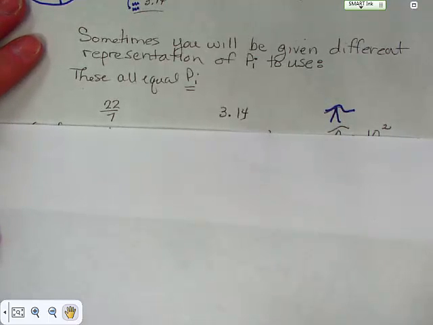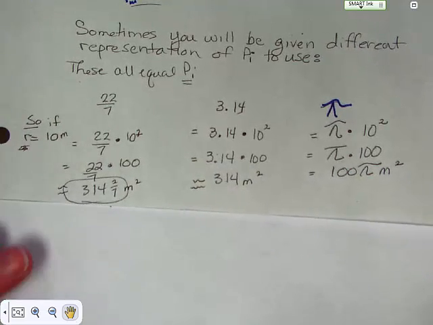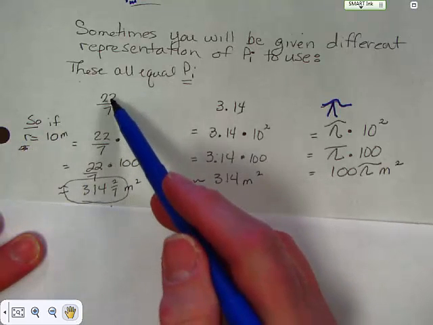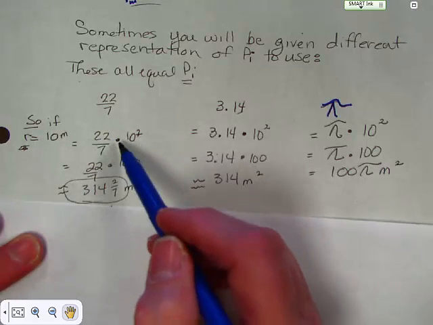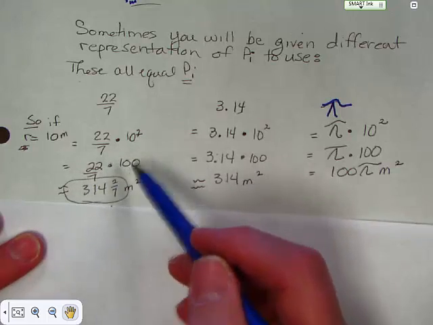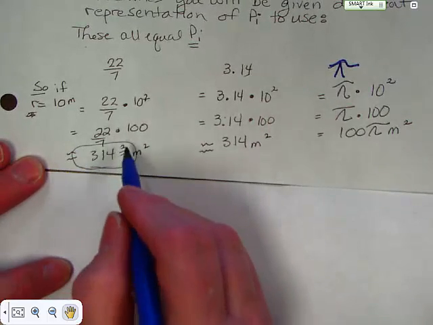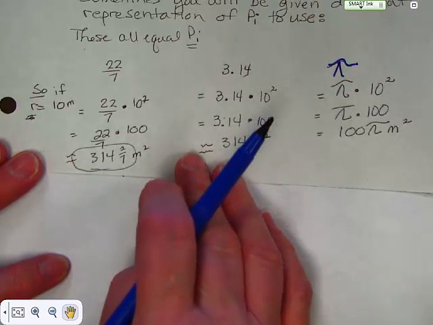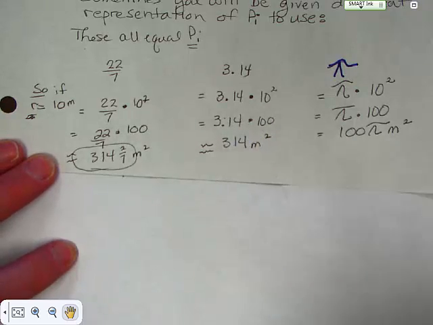So let's look at three exactly the same problems using the same radius. Okay? If the radius is 10 meters, then, and we're going to use 22/7 for pi. So it's 22/7 times 10 squared, which is 22/7 times 100. You do the math, you end up with 314 and 2/7 meters squared. Okay. Well, that works pretty good. That is actually an exact answer. You couldn't get much more exact than that.